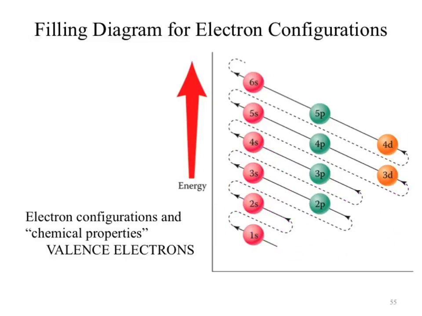We already talked about valence electrons. Do we need to do another example? Once? Twice? Okay.